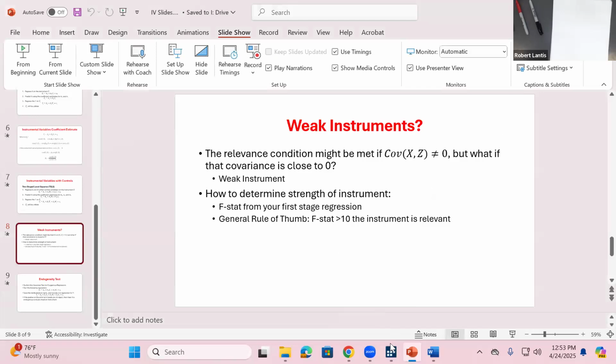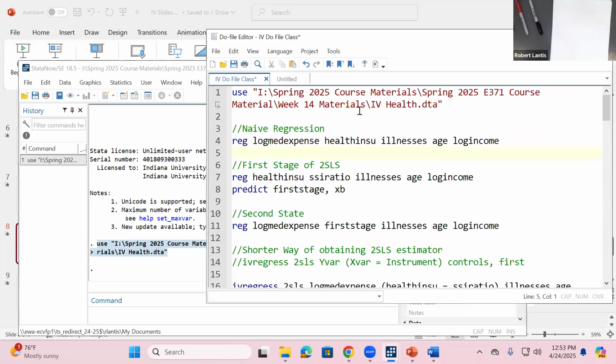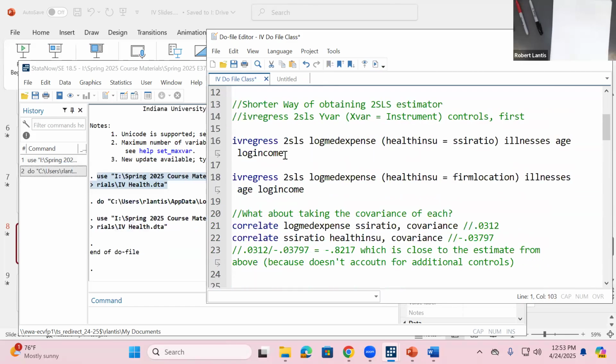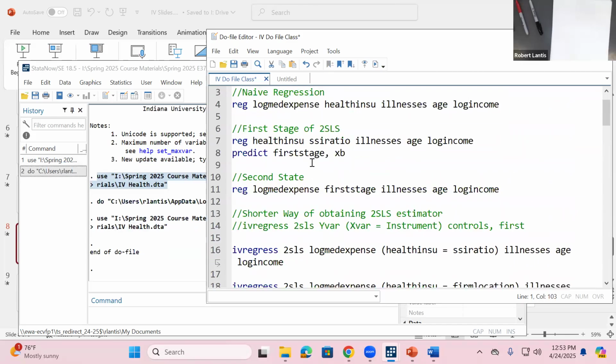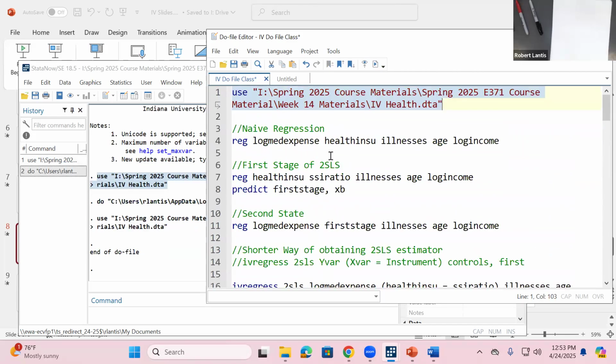So we were looking at this example last class. I've got this file opened up. I'm going to come down here. And here, as I said last class, what you can do is run the first stage. So here my Y variable was health insurance, and this was the state level Social Security income ratio, how much replacement income they gave you once you retire. Once we run that first stage, we'll come up with our predicted health insurance variable.